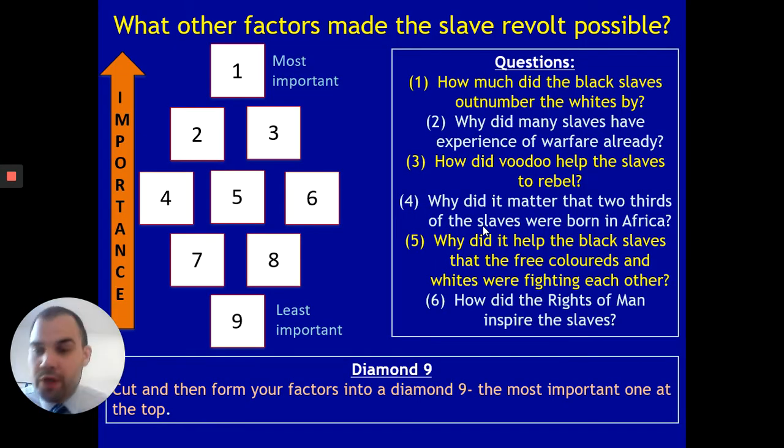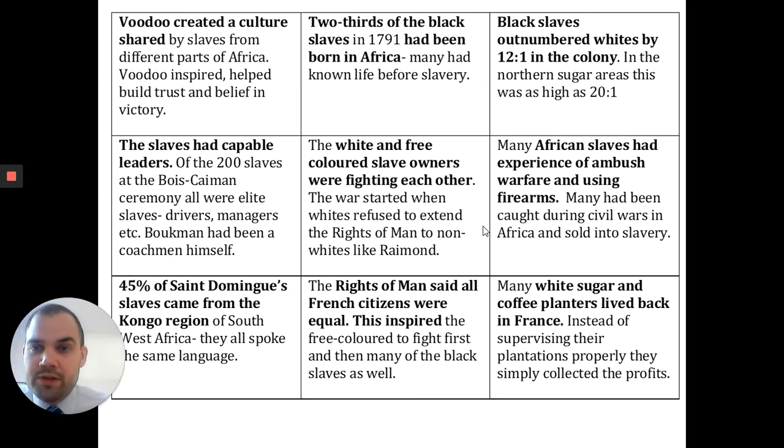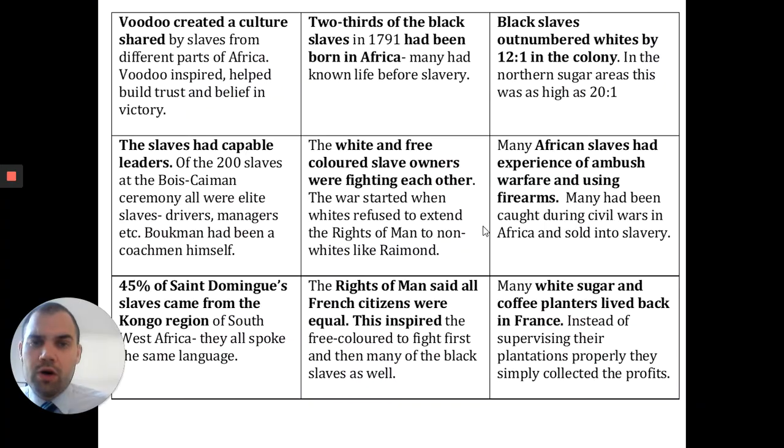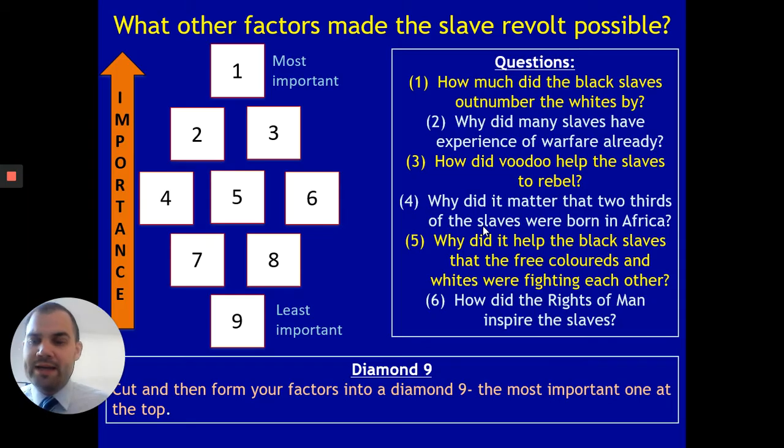Now, once you've answered those 6 questions, you've got your 9 cards here, so 9 reasons why the revolution in Saint Domingue was successful for the slaves. I want you to have a go at, if you've got scissors at home, this would be very easy to do, see if you can print off those 9 cards and create a little diamond 9. So you're going to rank those cards from the one that you think was the most important reason why they were successful to the least important one. Remember, it's just your opinion. There's not a right or wrong answer in this one.